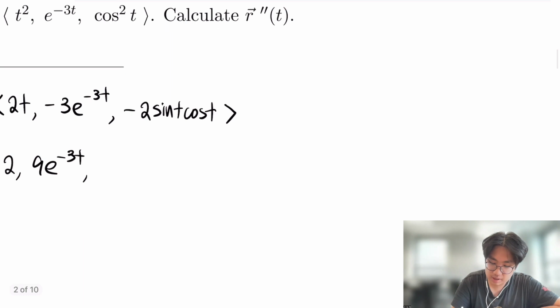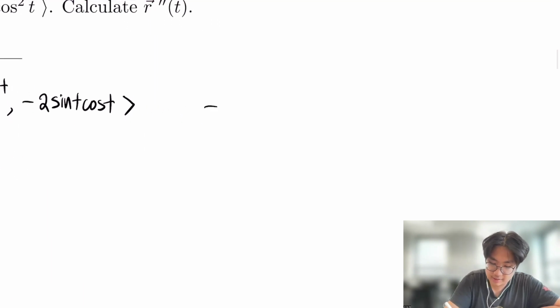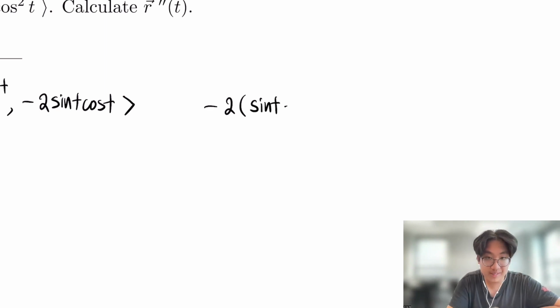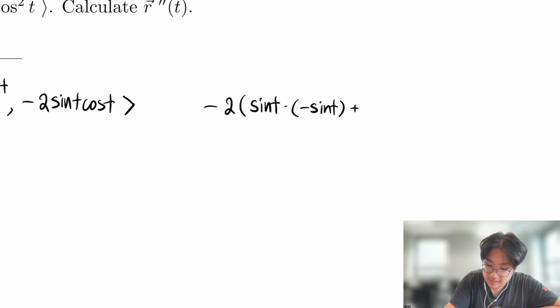And finally, here you can apply a product rule. Here, I'll just write it on the side. So you have -2 times the product rule. So first, times the derivative of the second, which is negative sine t, plus second, times the derivative of the first, which is cos t.